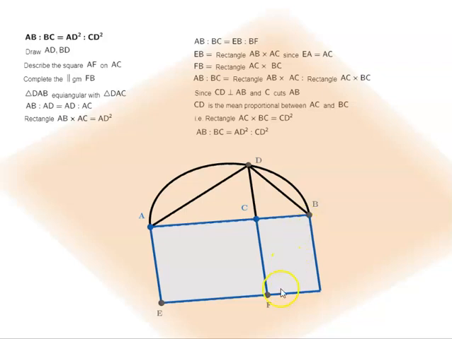Now, similarly, FB is equal to rectangle AC by BC, because CF is equal to AC. So our proportionality becomes AB is to BC is equal to rectangle AB by AC is to rectangle AC by BC. Now, since CD is perpendicular to AB and C cuts AB, CD is the mean proportional between AC and BC. That is, rectangle AC by BC is equal to CD square.